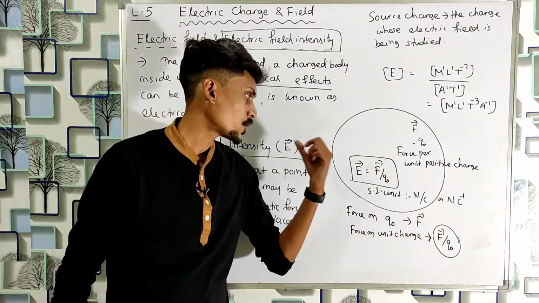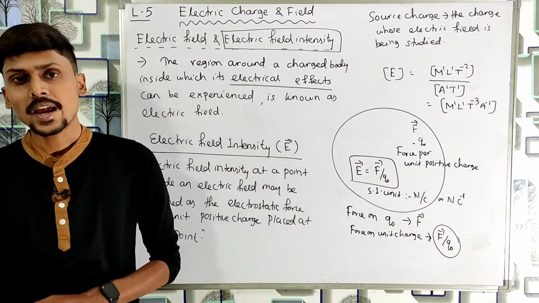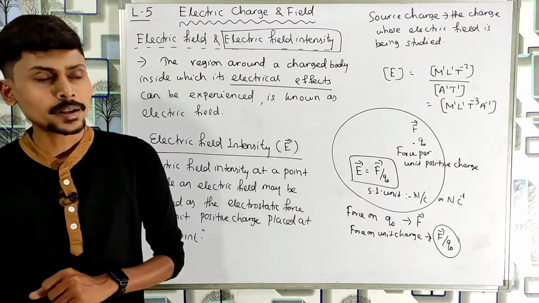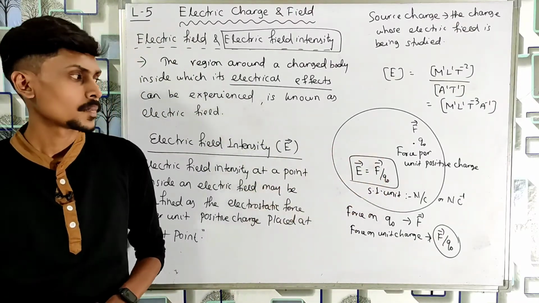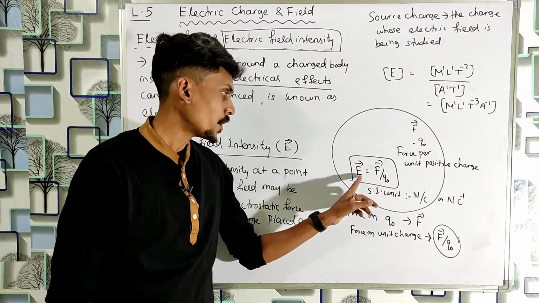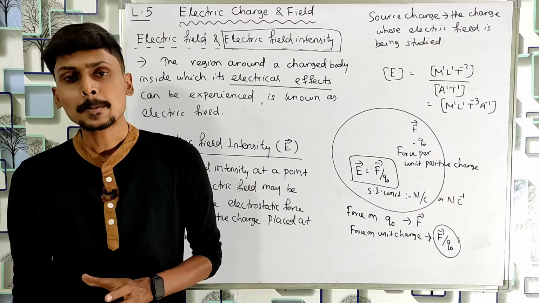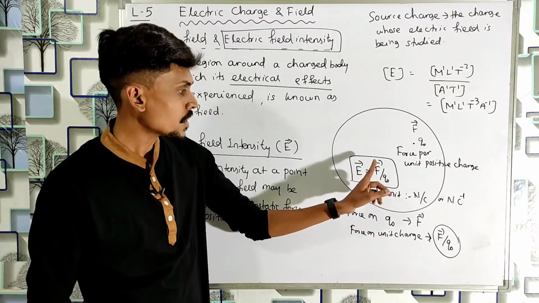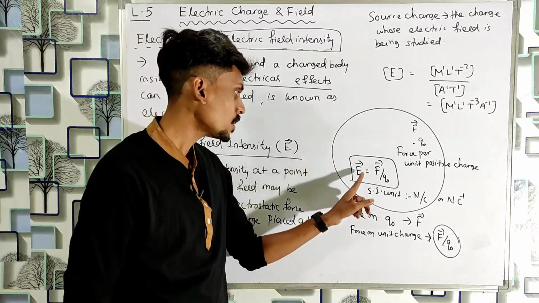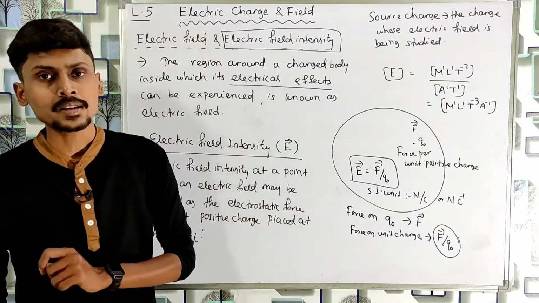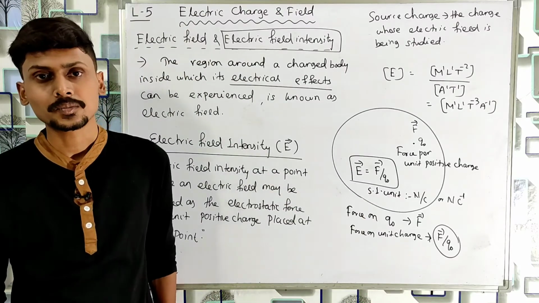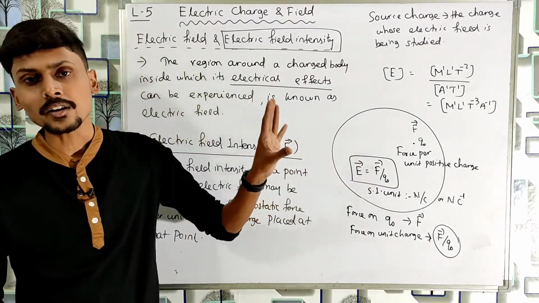And look at this expression, E vector is equal to F vector by q naught. Here force is a vector quantity, charge is a scalar quantity, and this electric field is also a vector quantity. So the direction of electric field is same as the direction of electrostatic force acting on the test charge. Again I am repeating, the direction of electric field is same as the direction of electrostatic force acting on the test charge. So this is the formula for electric field intensity.